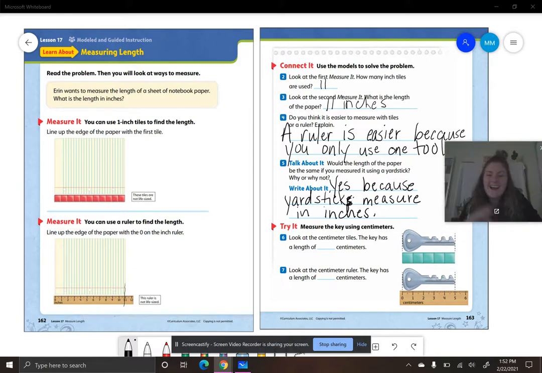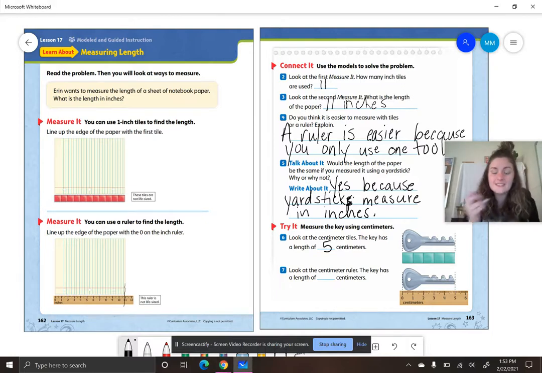Now we are going to measure with centimeters. Remember, we talked about how a ruler can have centimeters and inches, and they're going to be separated. We are going to measure a key with centimeter tiles. It says, look at the centimeter tiles. The key has a length of blank centimeters. How many centimeter tiles are there to measure the length of the key? There are 5 tiles, so that would be 5 centimeters.